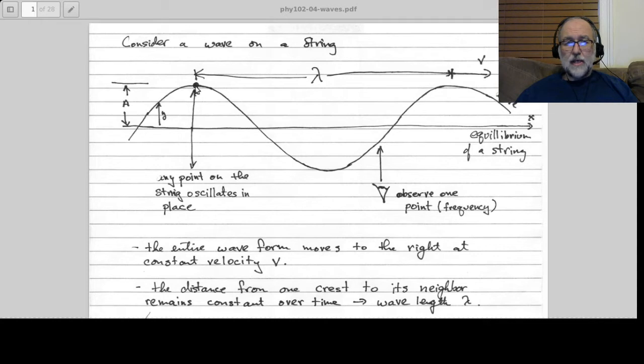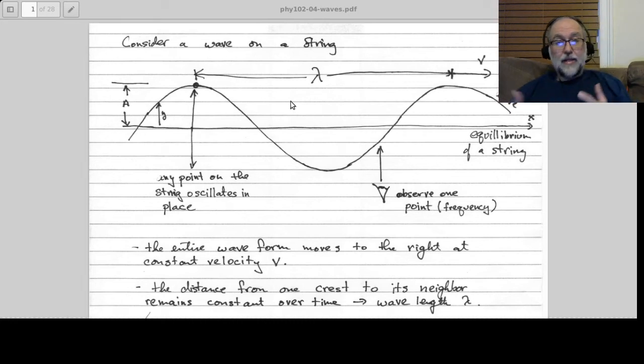This one's oscillating up and down. Its neighbor's oscillating up and down too, but it's slightly ahead of the other one. Every single point in the string stays in place but oscillates up and down, but nonetheless together they form this kind of wave pattern which moves to the right.